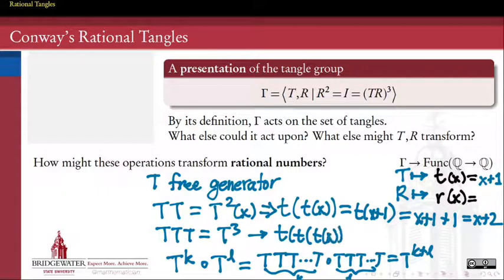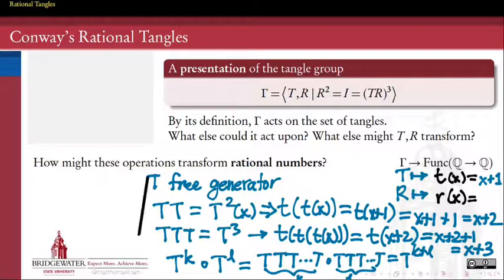We could be really brutal and write all this out if we want to. But let's skip a step. This is going to be t composed with t squared, and we know t squared of x is x plus 2. And t of x plus 2 is going to be x plus 2 plus 1. It's x plus 3, which is not, again, the identity function, right? So it would seem that no matter how many times I compose t with itself, I'm never going to get back to the identity. Right?